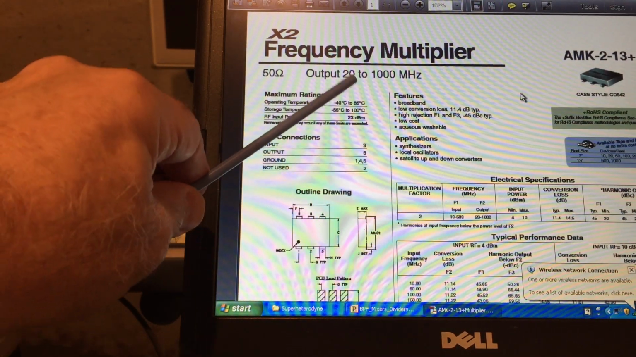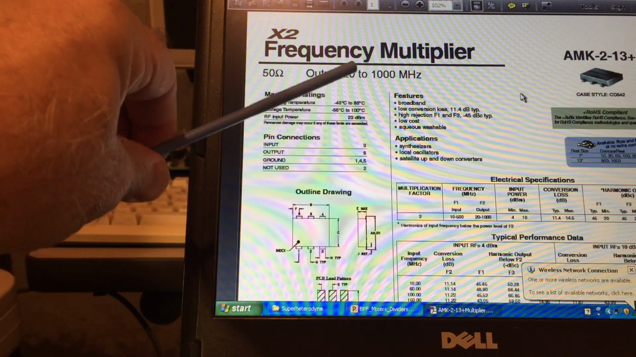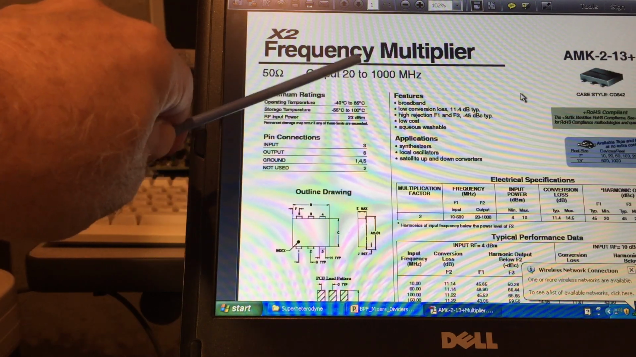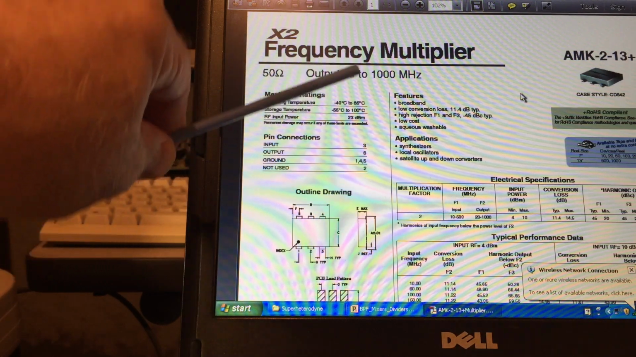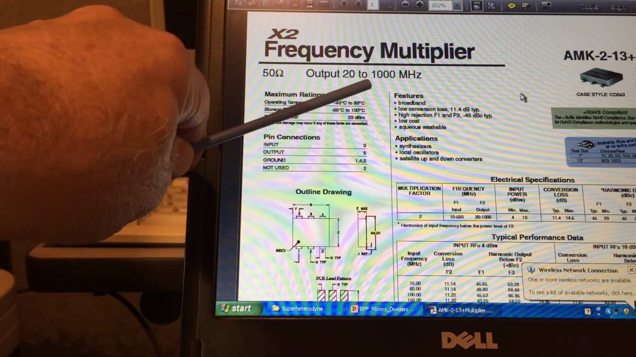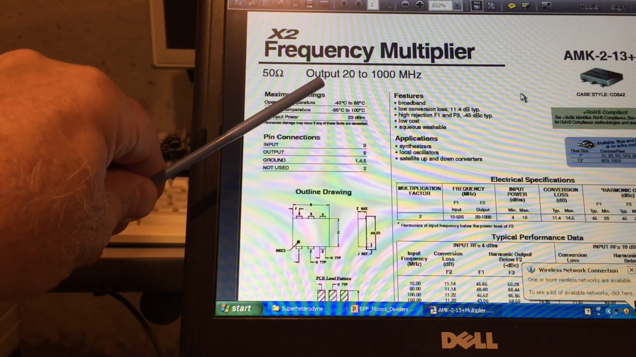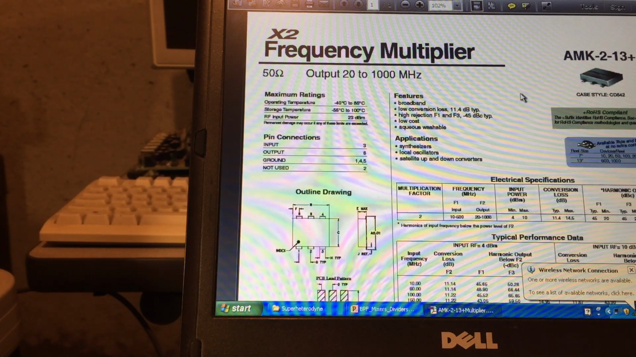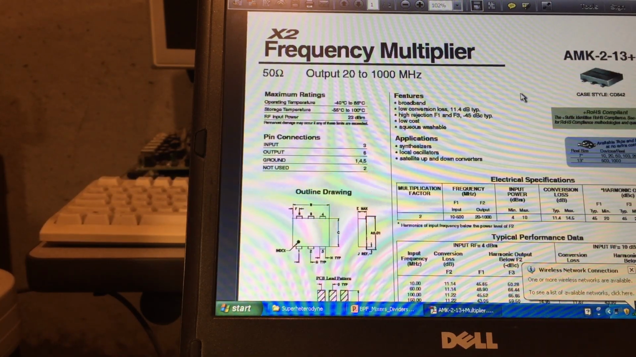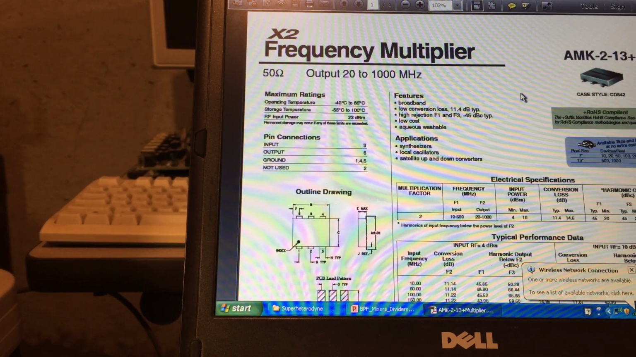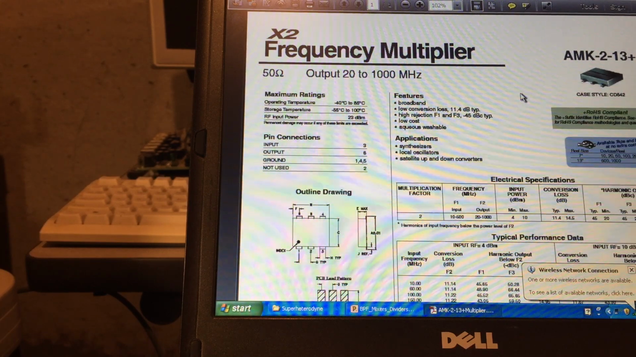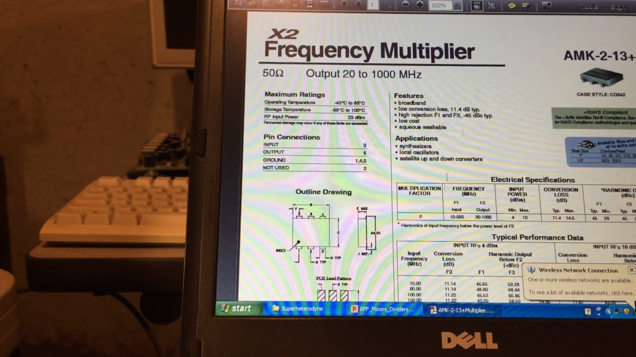The circuit we saw before could be considered an active device because we had an amplifier with a single transistor in there, so I'd consider that one active, but this one's passive, and the third one I'm going to demonstrate is also passive. So this is what the device looks like. It's an AMK-2-13 Plus. Okay, very easy to use. As I said, already matched to 50 ohms, and you just apply the input and measure the output. So let's take a look here. Let me go back to my PowerPoint slide, and we'll give you an idea of how this one works.